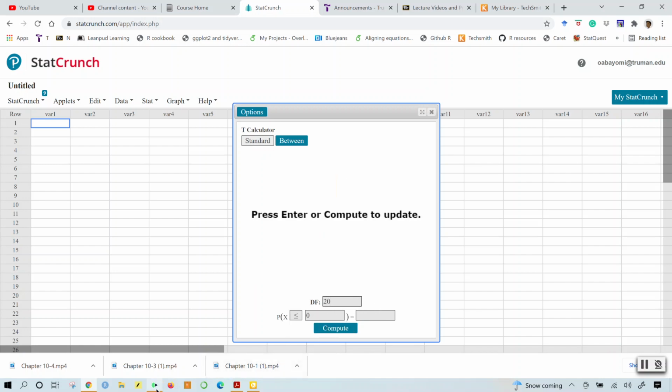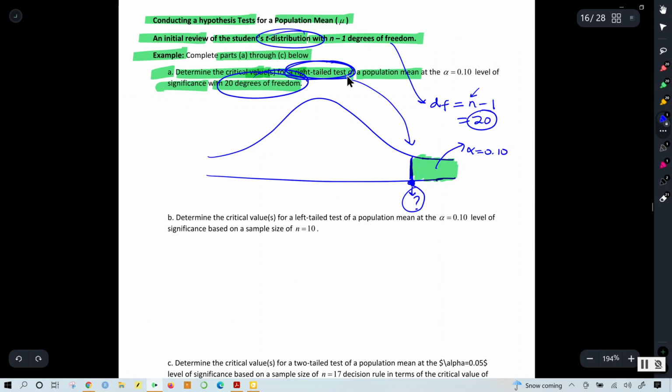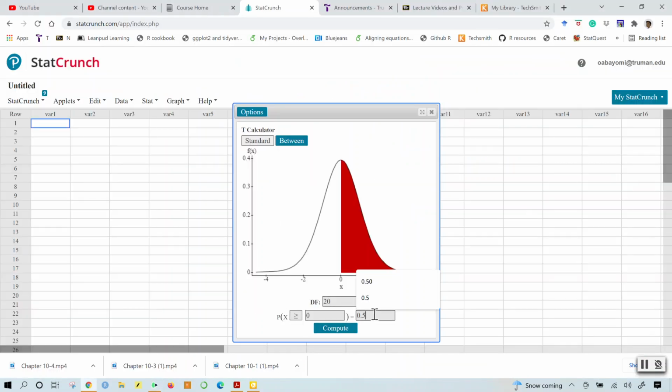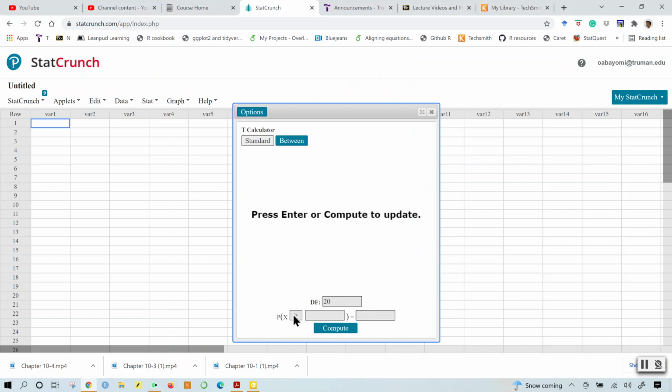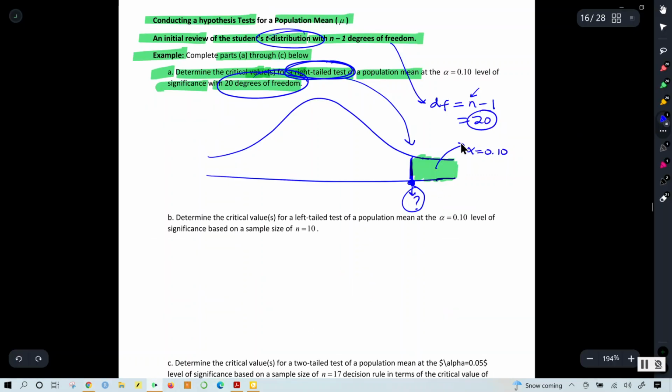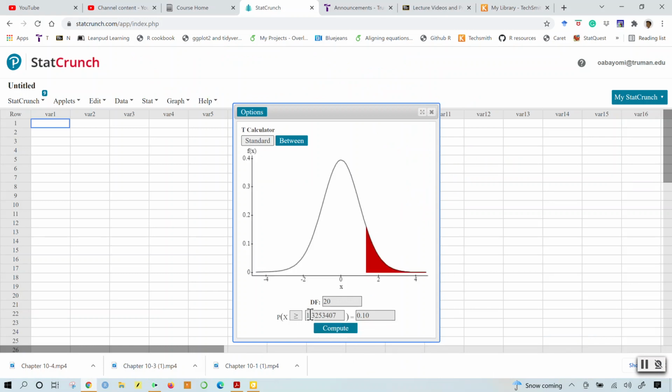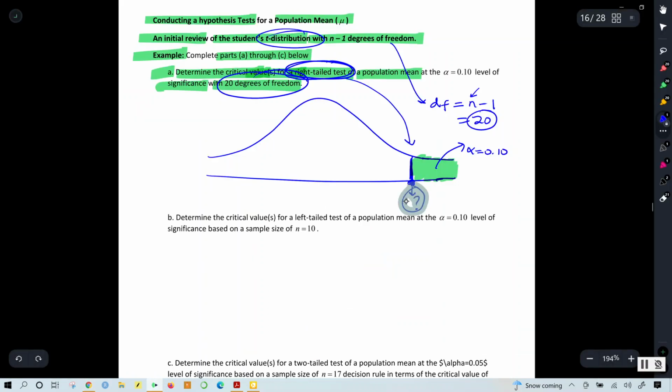The next thing I want is, this is an area to the right. So this is right-tailed. This is greater than. So let me set the right arrowhead, greater than. Then what is the size of that area that is greater than? Going back, that is my alpha, which is all concentrated in the right tail. That's 10%. So I'm going to set that value, 0.10, and compute. So my answer is 1.325. That is my critical value here for the t distribution, 1.325.